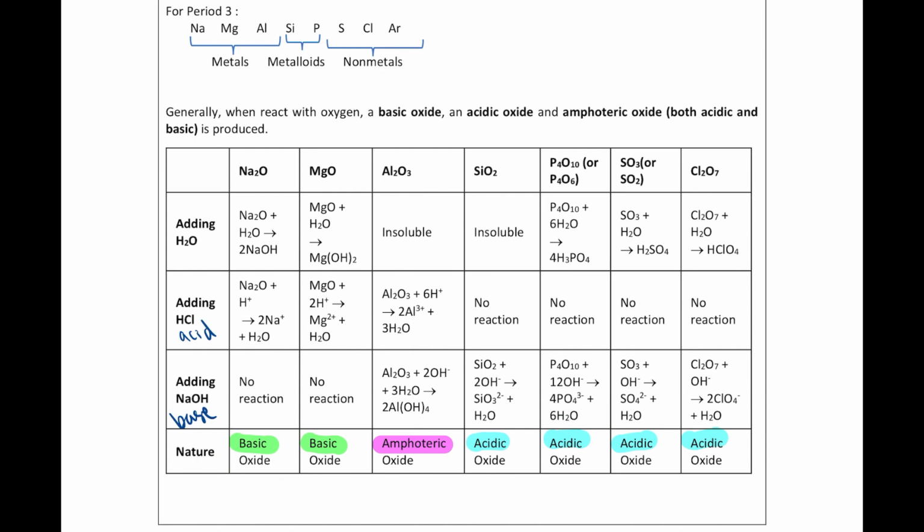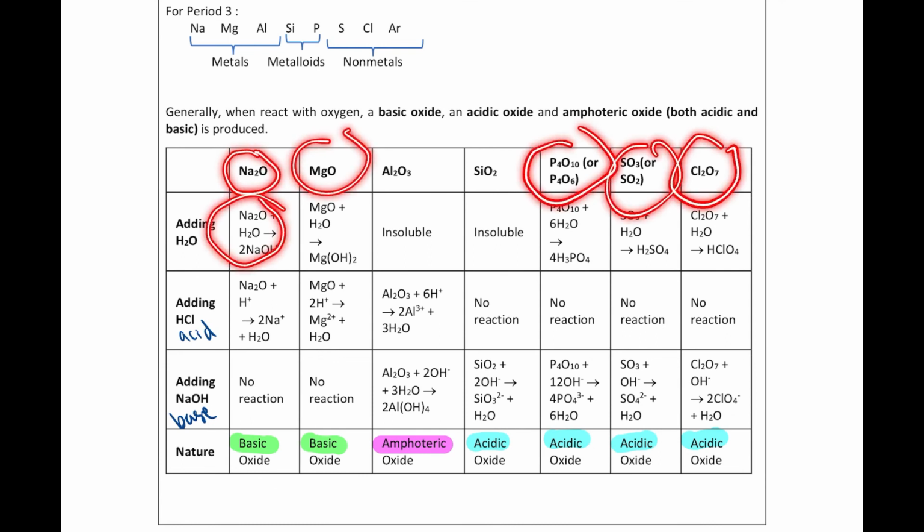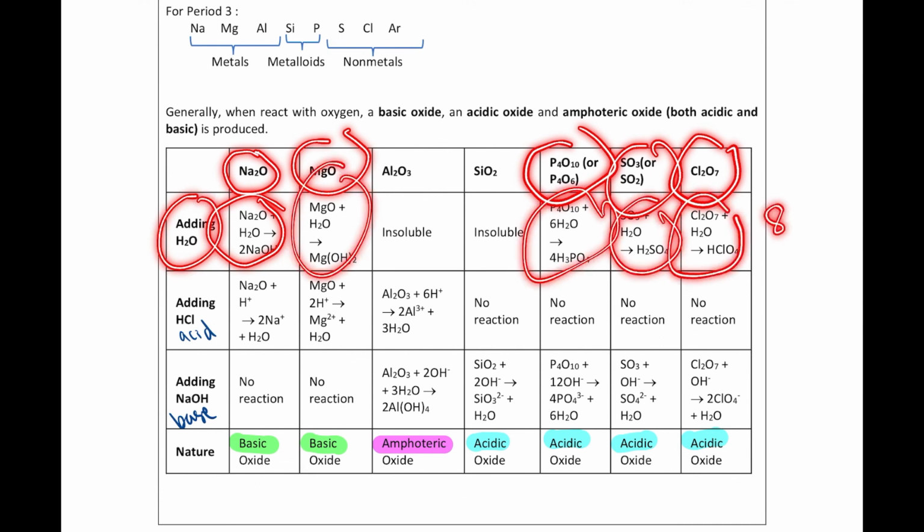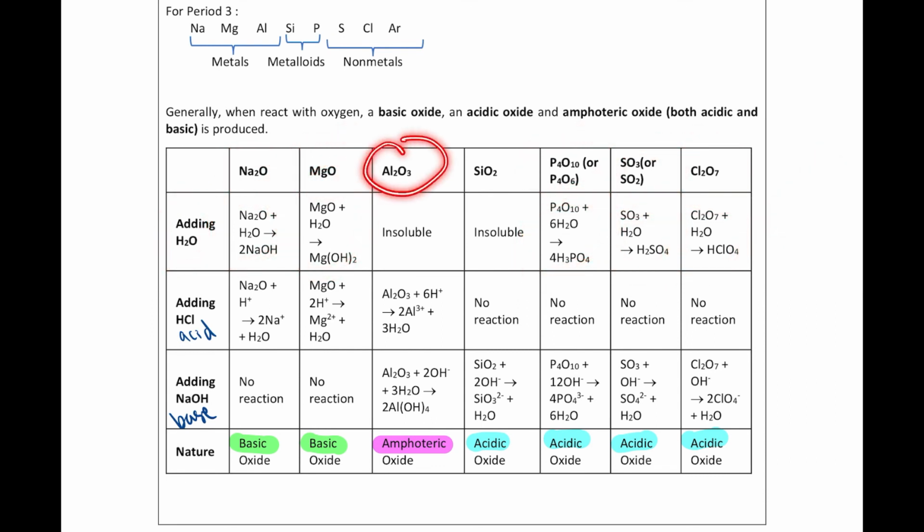Right, and then lastly you can see that ada addition of water juga. Okay, addition of water here just to show whether it is soluble in water or insoluble in water. So as you can see, sodium, magnesium, phosphorus, sulfur and chlorine, semua bila kita tambah water ada berlaku reaction. That means dia adalah soluble in water, boleh larut dalam air. Tapi when you add aluminium oxide and silicon oxide kepada water, dia adalah insoluble in water.